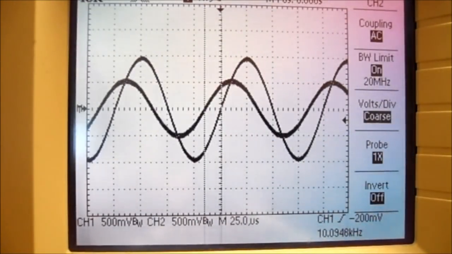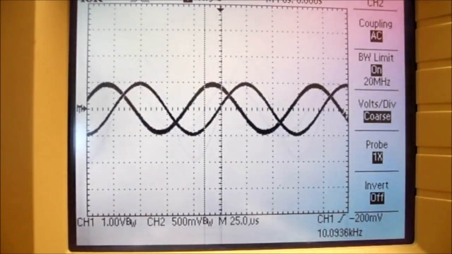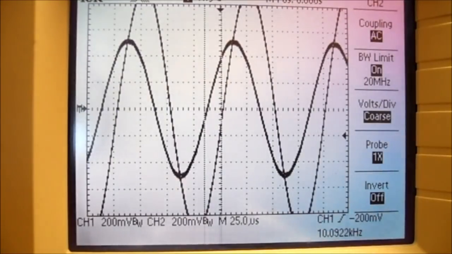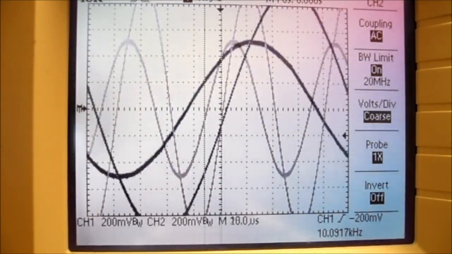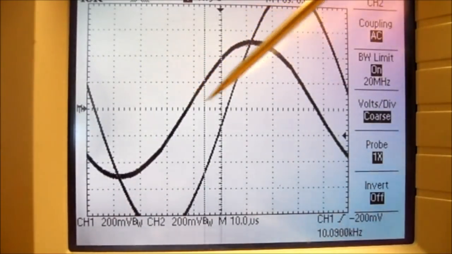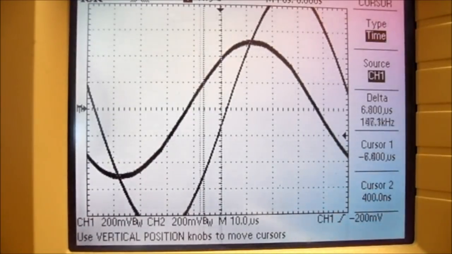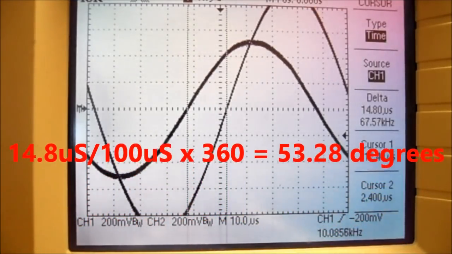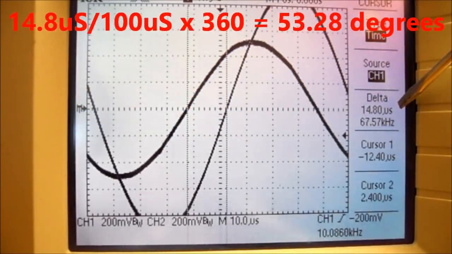So the best thing I can do to measure the phase angle is change my volts per division to 200 millivolts and make sure that they're both set at 200 millivolts. And then I'll change my seconds per division just to get a little better space between the two waveforms. So now I'm going to press the cursor button, make sure they're on type time, and cursor 1 is going to go through the VR 0 crossing line, and cursor number 2 is going to go through the applied waveform's 0 crossing. And you can see my delta is 14.8 microseconds.